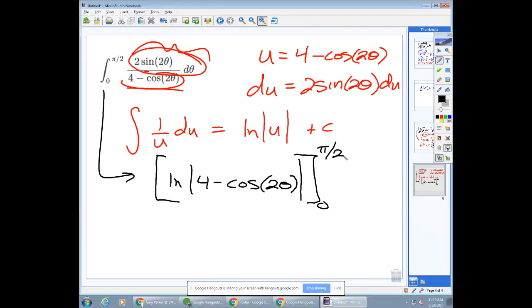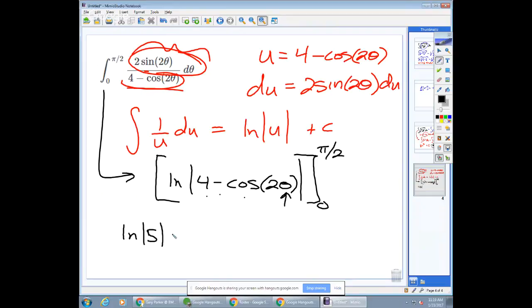All right, so let's see. I need to evaluate this at pi over 2 for theta. 2 times pi over 2 is pi. Anybody remember the cosine of pi? What is it? -1, that is correct. So that's going to give me a 4 minus -1, which is 5 on a good day. So then I'm going to get a natural log of the absolute value of 5. 5's positive, so absolute value is not going to hurt anything.